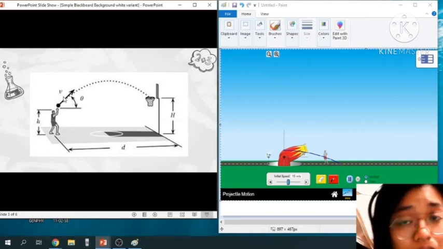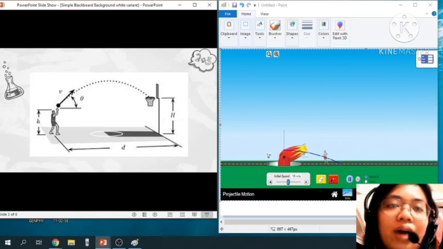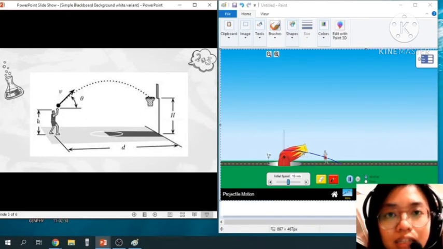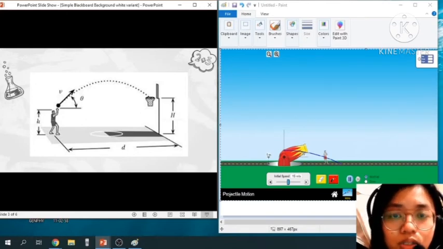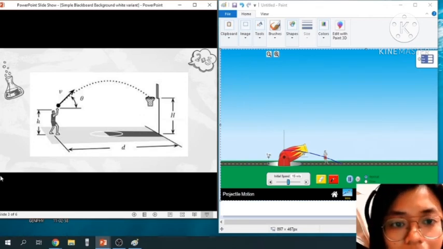Then the initial velocity. How do you find your initial velocity? You divide your displacement, your distance from the ring, by the time of your shot. So that will be the initial speed.